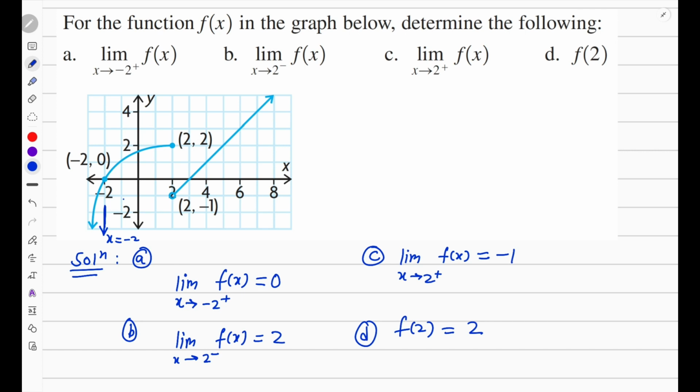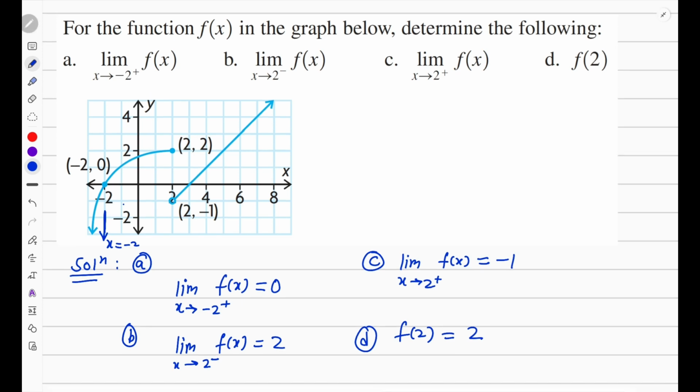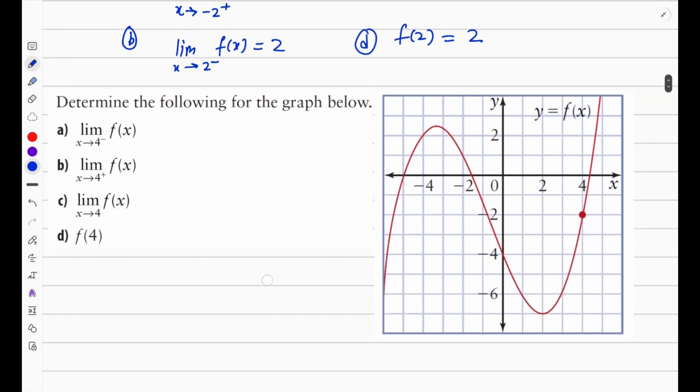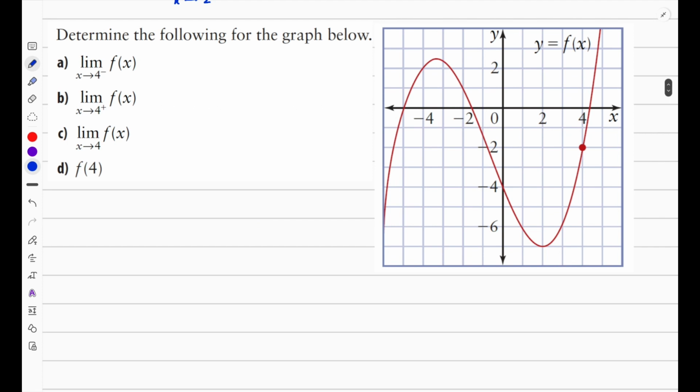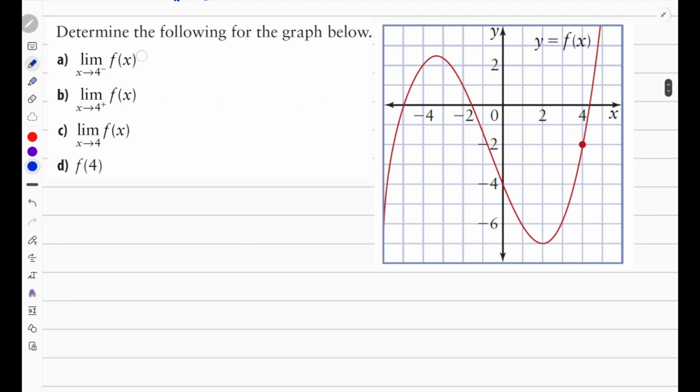So this function has a different value for x negative and a different value for x positive. Hope you understand this. Now we are moving to another example. Here we have to determine the following. The a part is the value of the function when x tends to 4 minus, the value of the function when x approaches 4 plus, and the limit of f of x when x approaches 4, and the value of the function.